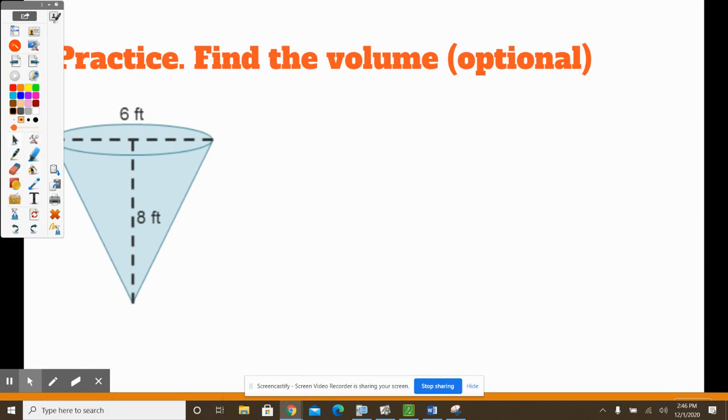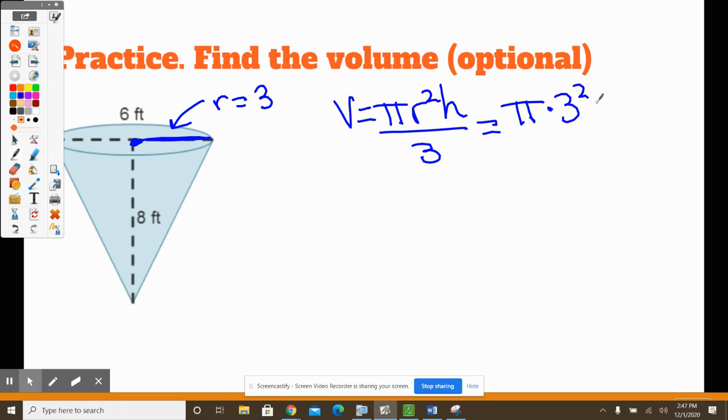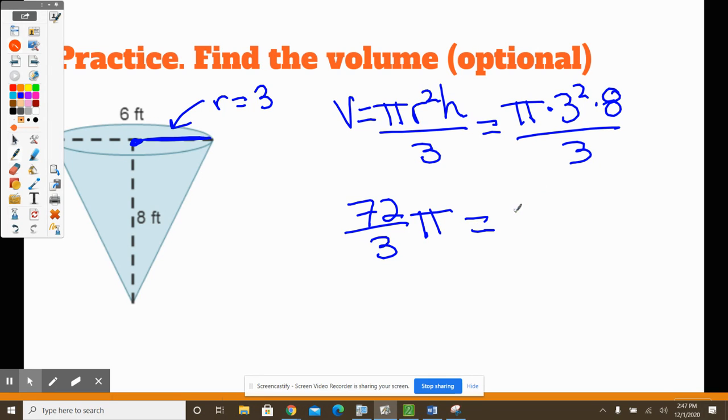Let's try this one. You can pause it and try it, and then see if you get the right answer. Okay? So the right thing to do is to find the radius first, and the radius is half of the diameter, so that will be 3. And now you can do pi r squared h divided by 3. So pi times 3 squared times 8 divided by 3. That's 9 times 8, which is 72 over 3 pi. But 72 divides by 3, and we actually get 24 pi feet cubed for volume.